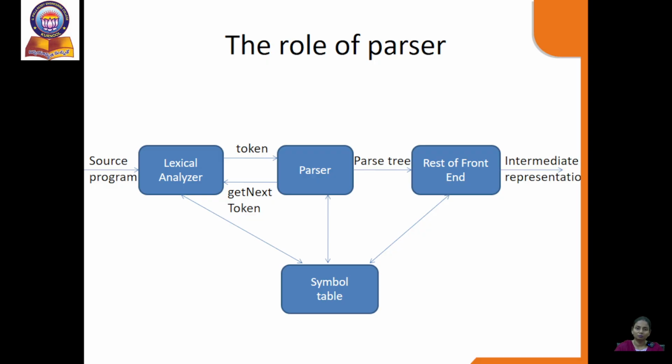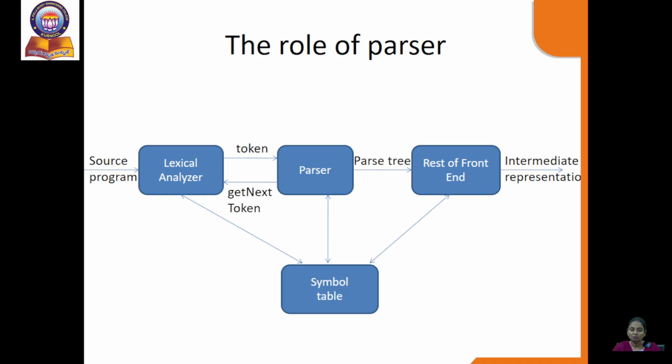In the last class, I explained the different phases of the compiler design. A compiler design consists of 6 different phases. First one is the lexical analysis, second one is the syntax analyzer, third one semantic analyzer, fourth one intermediate code generation, fifth one code optimization, and sixth one code generator.